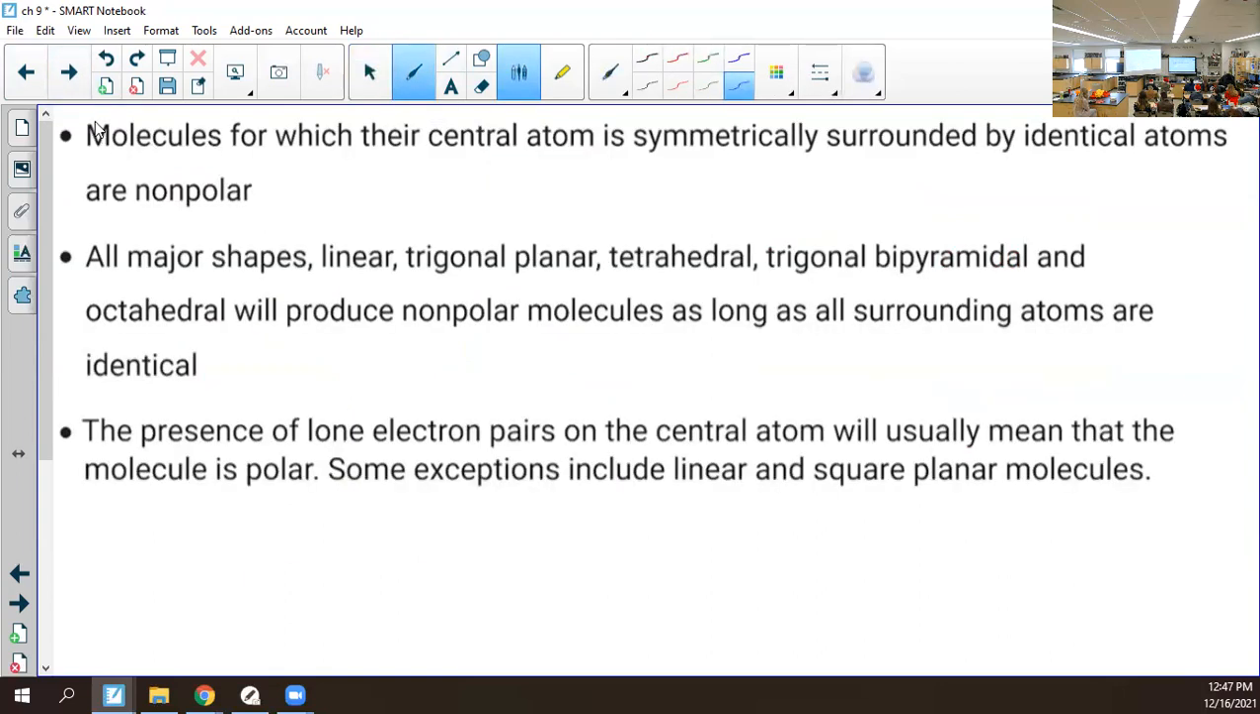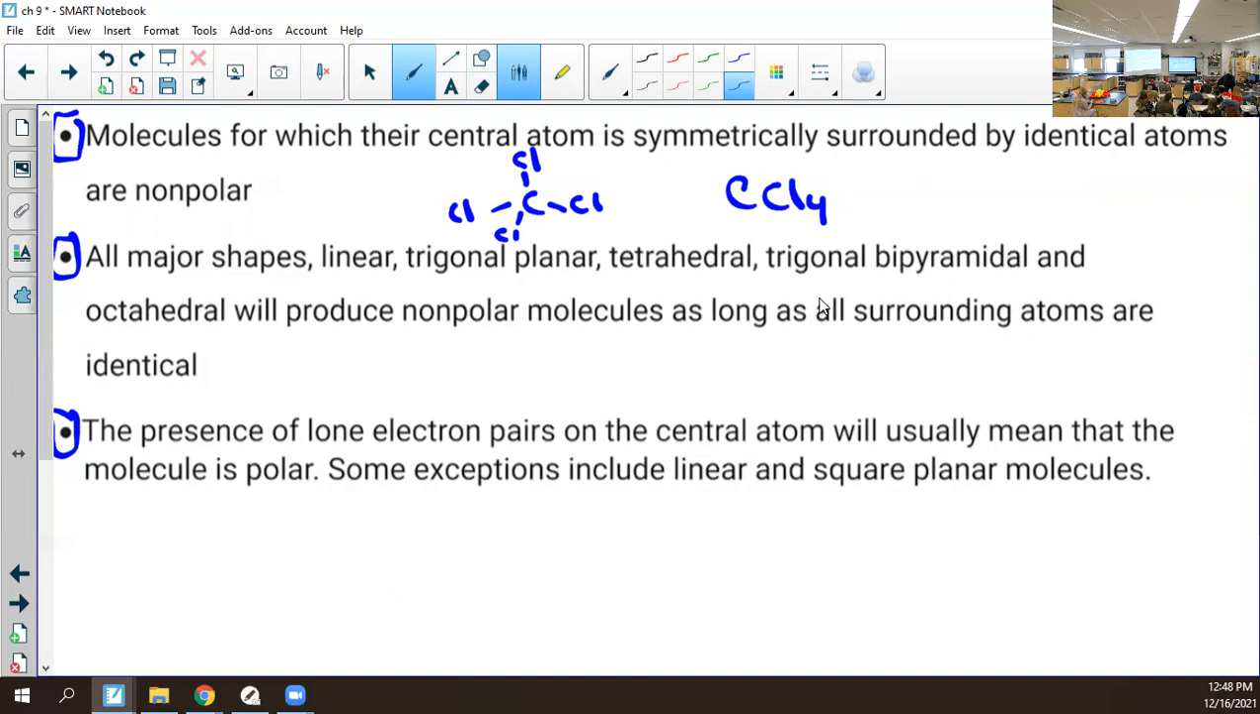Okay, so here's the summary. You probably won't have time to write it, so this is picture time. Molecules for which their central atom is symmetrically surrounded by identical atoms are nonpolar. This is no fair. Turn around. Okay, so CCl4 should definitely be something that's polar. But since the chlorines are symmetrically surrounding the carbon, all the dipoles cancel out.